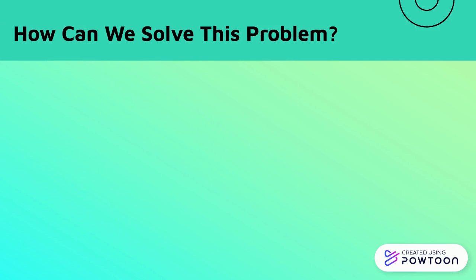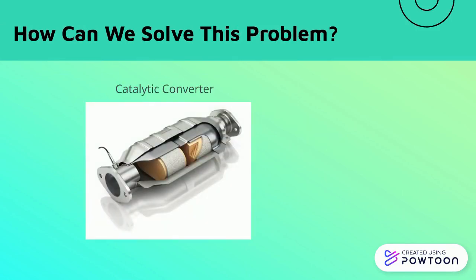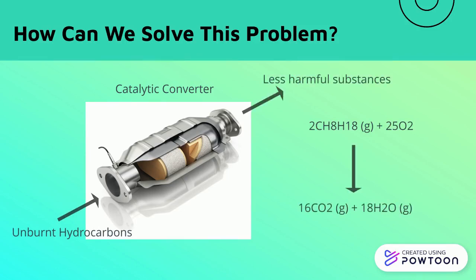One way to solve this problem would be to use a catalytic converter made of platinum or rhodium. By means of redox reactions, the catalytic converter can help convert harmful substances such as unburnt hydrocarbons in the car engine into less harmful substances.